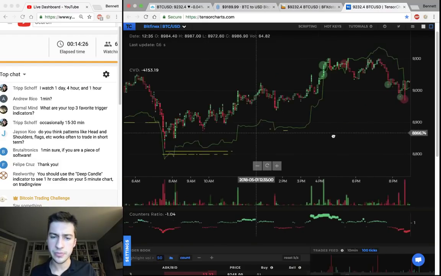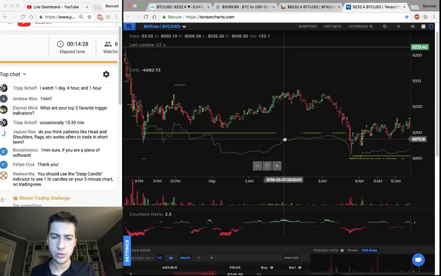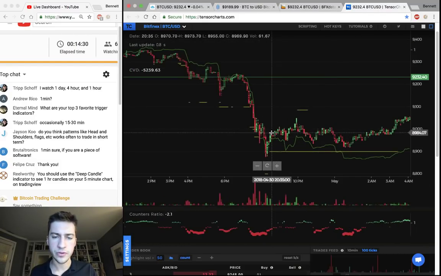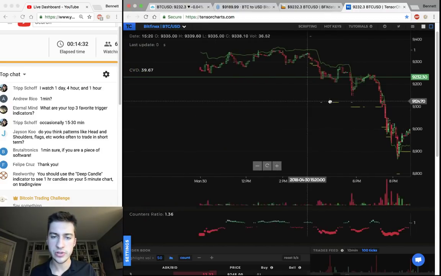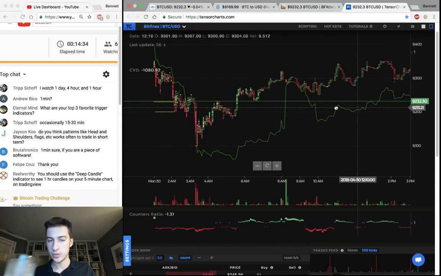So if we look at something like, they also improved their connectivity to exchanges too, so it's updating super quickly, which is dope.